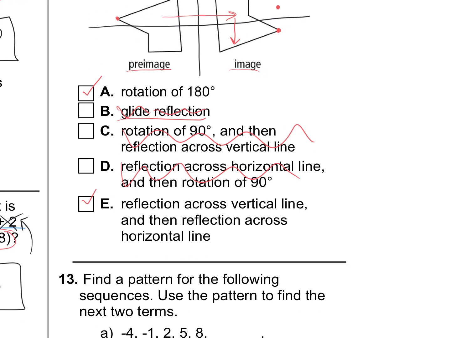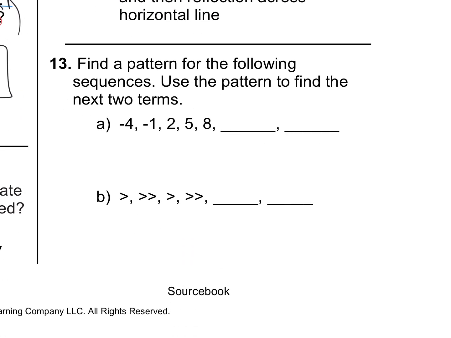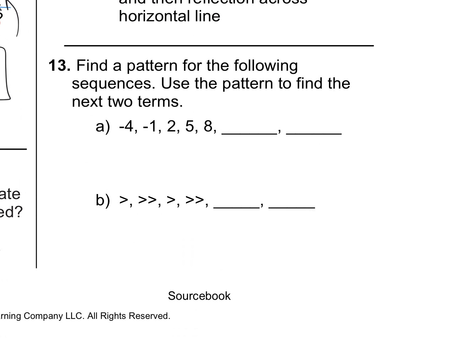Two more. Number 13 says find a pattern for the following sequences. Use the pattern to find the next two terms. Why do you think I'm reading directions all the time? Because that's what I want you to do. When you read the directions, it helps describe the problem that you're looking at. So how do I figure out a pattern?